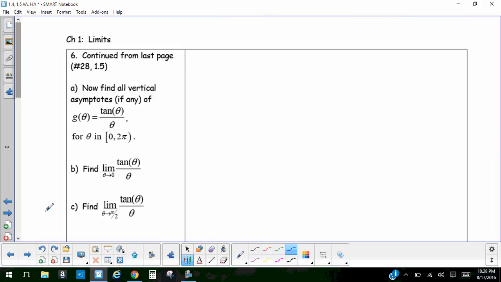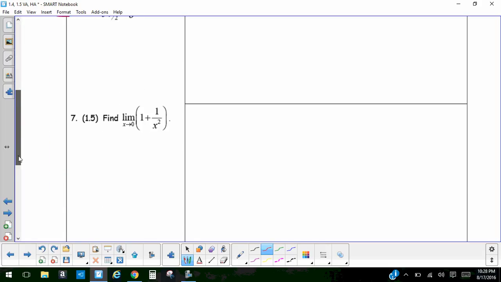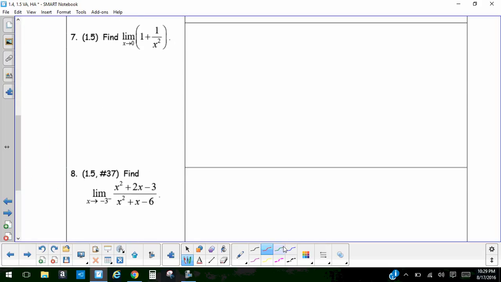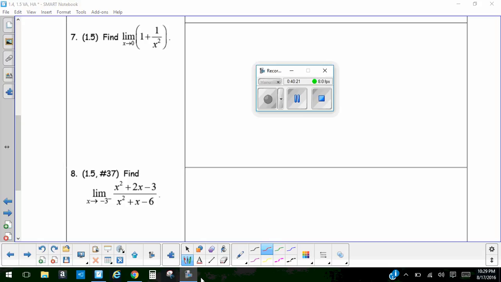Okay, this next part, the B and C part, are just finding limits, and just to reiterate what a VA looks like and what it doesn't look like, I want to skip that for right now and just do these last two limit examples and see where we're at for time. Actually, let's see where we're at for time right now.